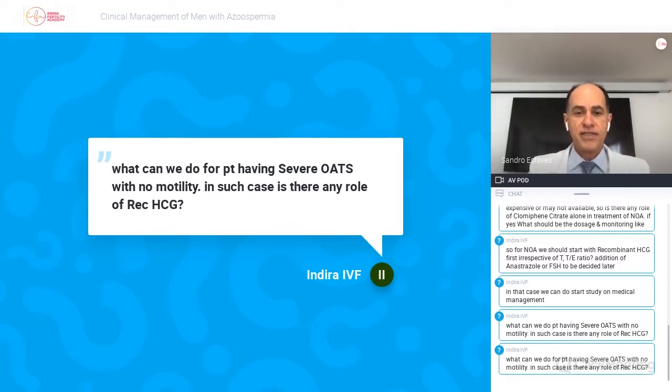There are some studies looking at giving these patients some FSH to improve sperm DNA fragmentation. This is something that I will discuss next week. But for severe oligoasthenoteratozoospermia, no motility, if you exclude any causes that could be treated, like varicocele, so no varicocele, this is idiopathic OAT with no motility, you might actually explore recombinant HCG using the same dosage that I presented before.